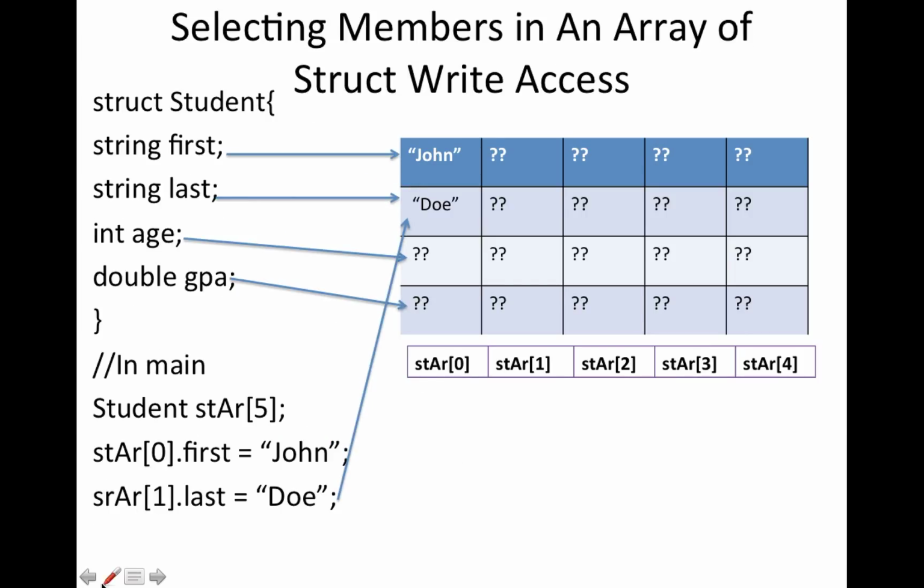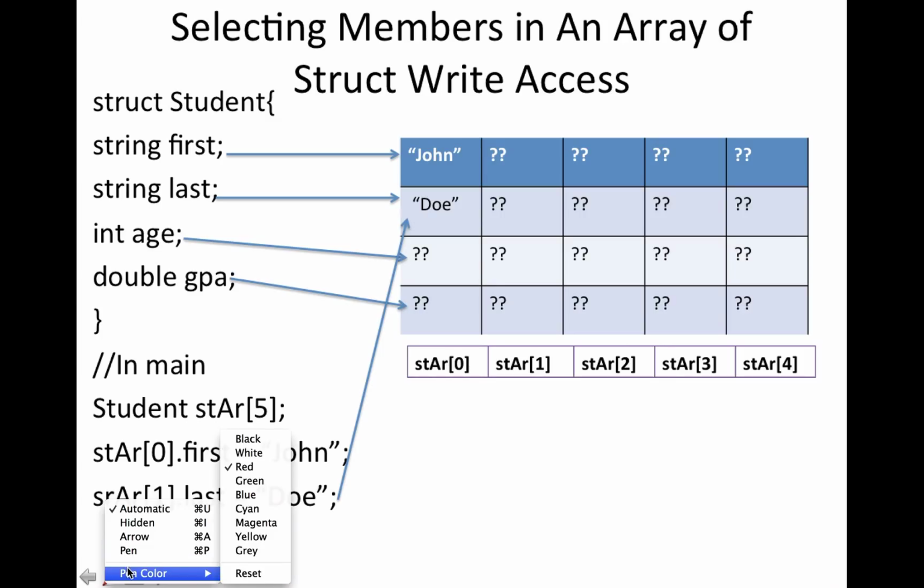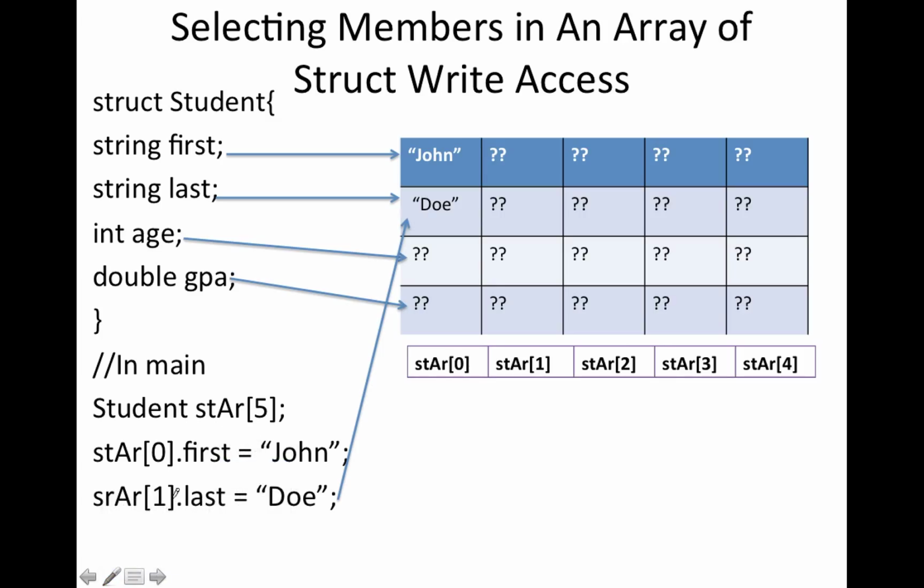And then I'm doing, oh actually this should be 0 by the way, sorry about that. This should be 0. Then I'm still selecting the first member of the array, this one. And when I do the dot last and I say is equal to Doe, then in the first array member, in the field last, I'm placing the value Doe. So I just selected in the first array member the field called last. Okay?